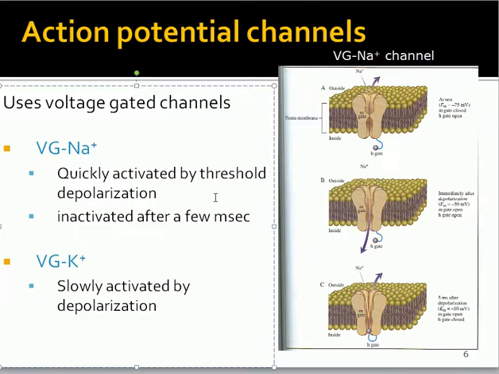So the sodium channel is quickly activated by depolarization. As soon as there's a depolarization or influx of positive charges into that cell, it's going to open up. Then it's going to close. Just as it's starting to close, the voltage-gated potassium channel is going to open. That same depolarization at the beginning is opening the potassium channel, but it activates very slowly, so it's kind of lagging behind.